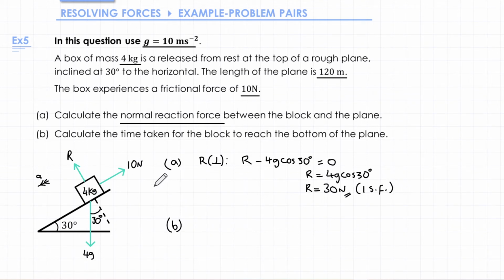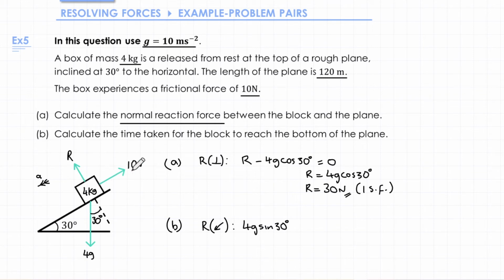In part B, we need to calculate the time taken for the block to reach the bottom of the plane. In order to do that, we'll need a SUVAT equation, but first we're going to calculate the value of a. Resolving parallel to the slope, taking downwards as the positive direction, we have a component of the 4g force acting parallel to the slope. We're not crossing the angle, so this time we'll have 4g sine 30.